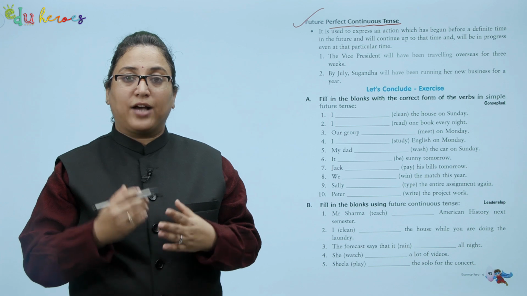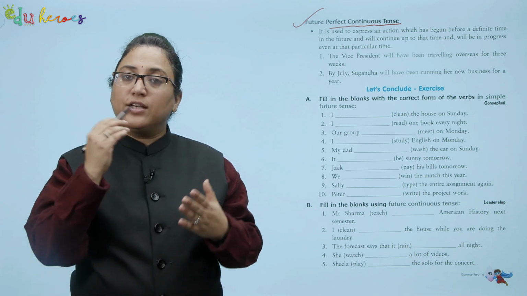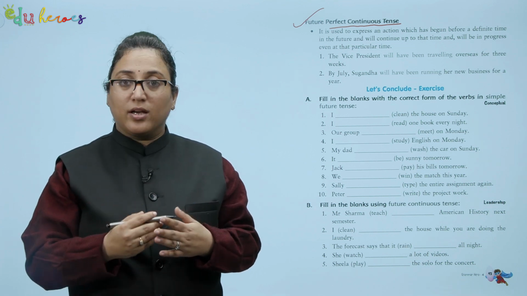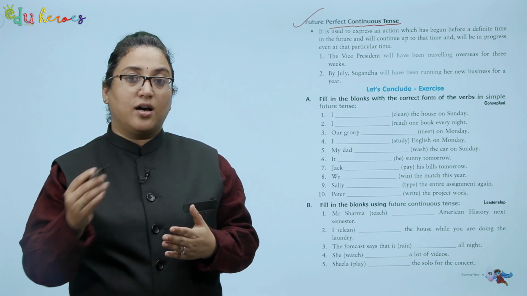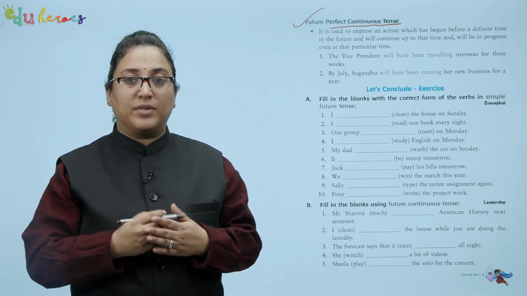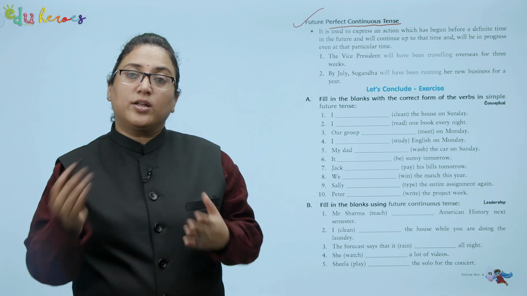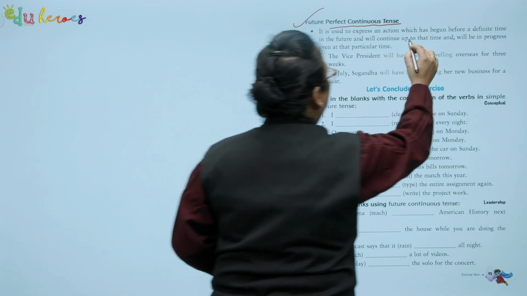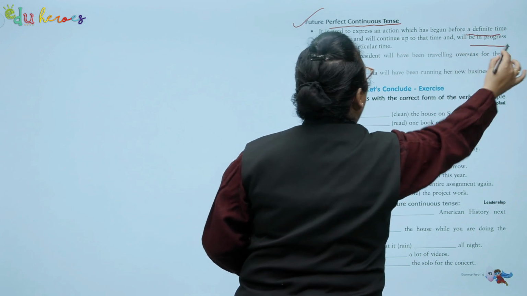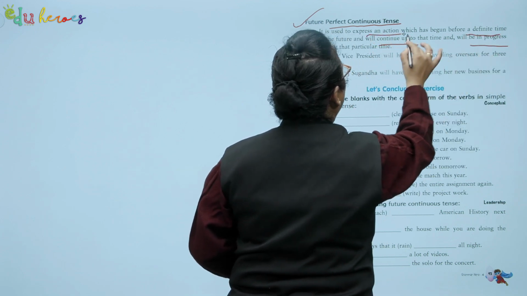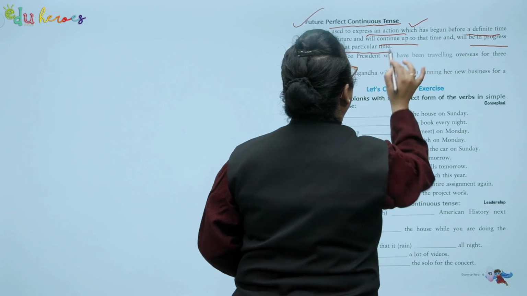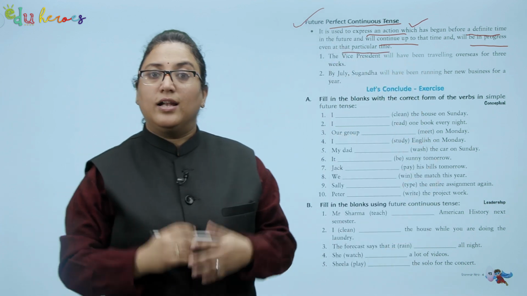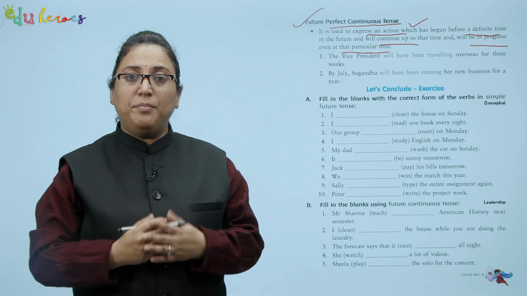मतलब एक एक्शन शुरू हुआ है एक डेफिनेट टाइम पर फ्यूचर में और फ्यूचर में ही चलता जा रहा है एक सर्टेन टाइम तक और वो प्रोग्रेस दिखा रहा है एक सर्टेन टाइम तक. So everything is in future but definite time and progress. So these are your keywords to remember. Particular time. Let's see its usage in these examples.